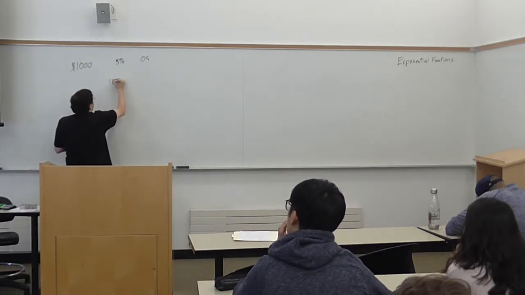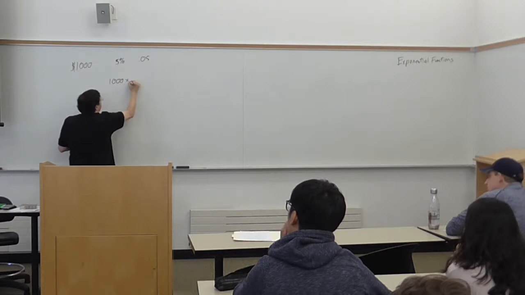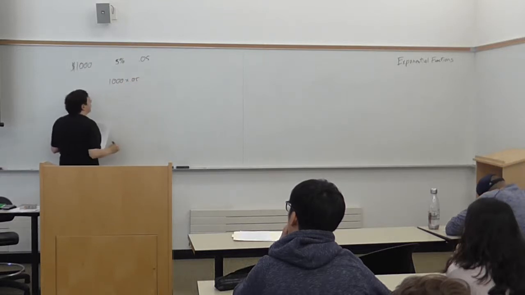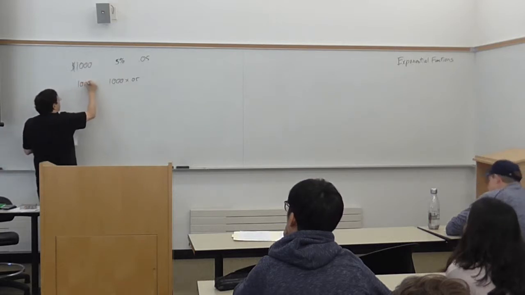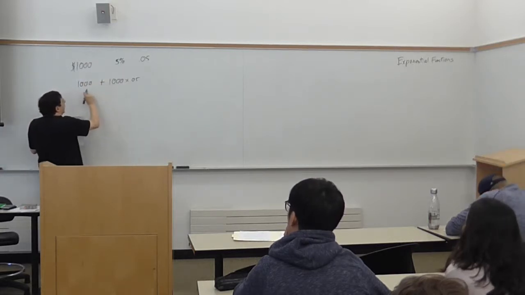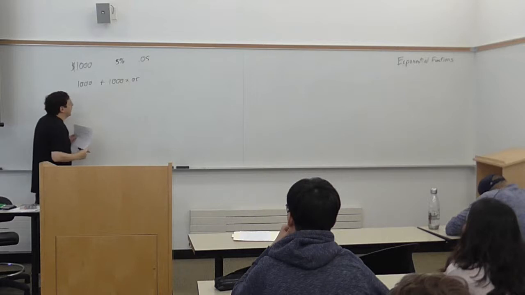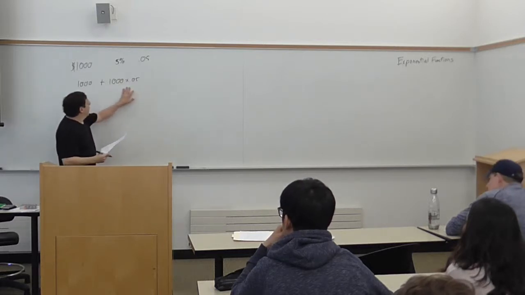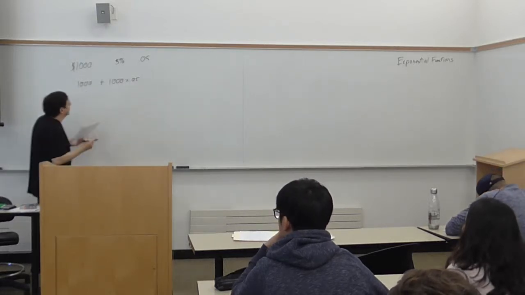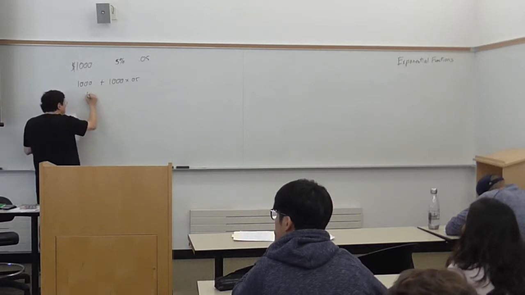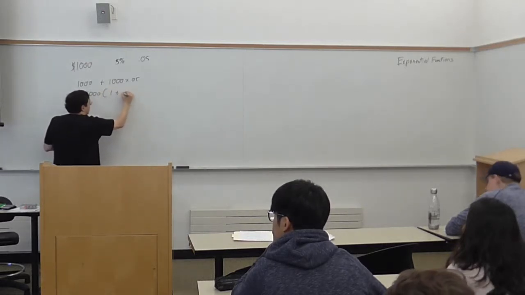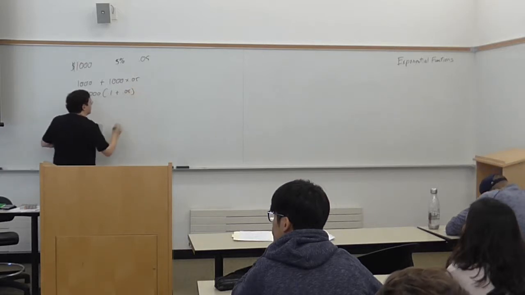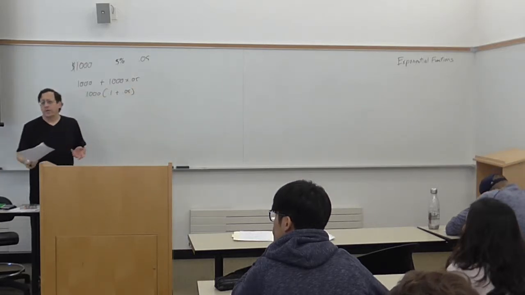So let's figure this out. We have $1,000, and we multiply it by 0.05. That's our interest. But we still have $1,000, right? So now, at the end of the year, we have 1,000 plus 1,000 times 0.05, or factoring, 1,000 times 1 plus 0.05. That's at the end of 1 year.